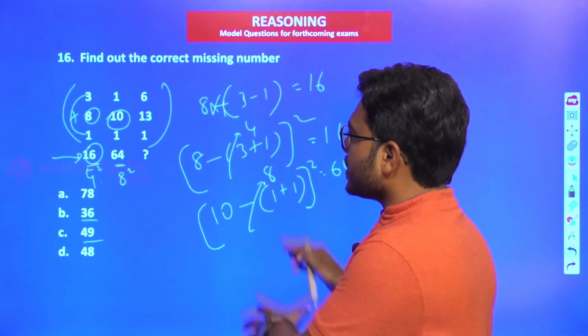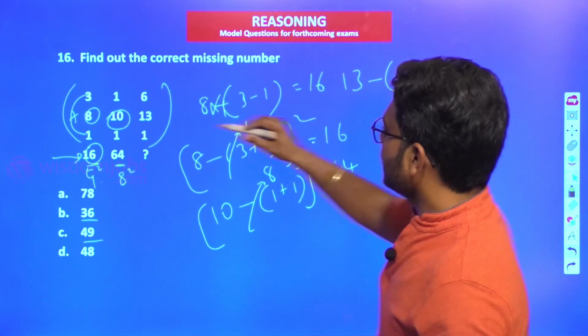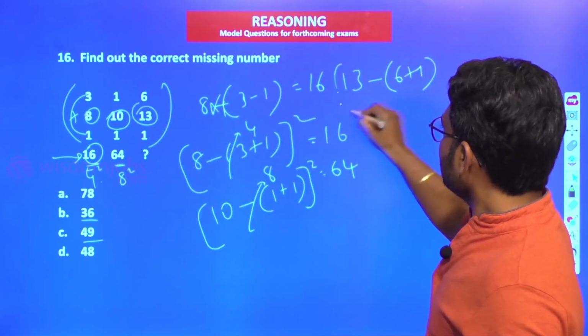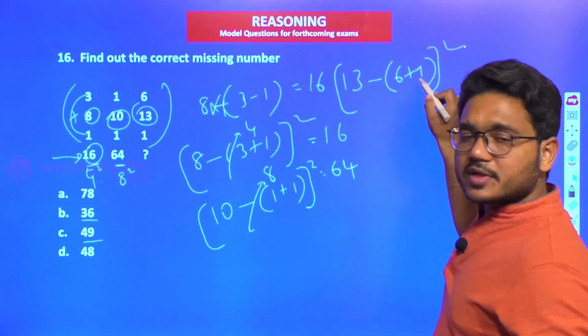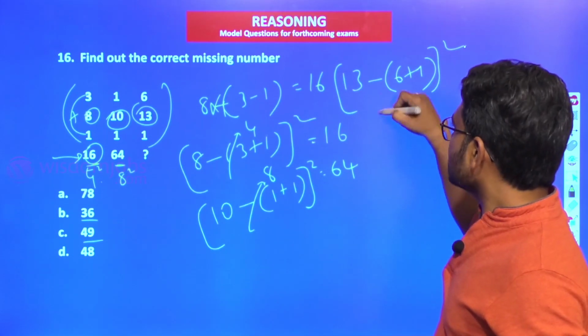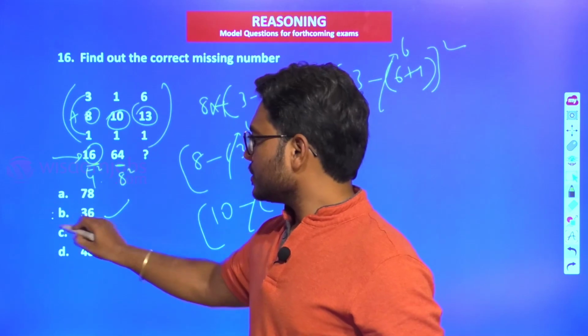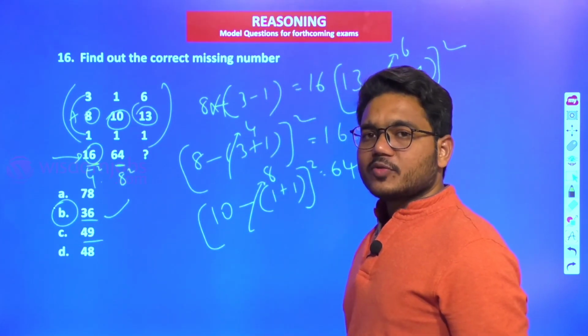So it is following the same pattern. Obviously, we apply this pattern to the third set. So it is 13 minus the sum of the other two terms, whole square. So it is 13 minus 6 plus 1, 7. 13 minus 7 is 6. So 6 square. 6 square is 36. Our answer is B, isn't it? So let us move ahead with another one.